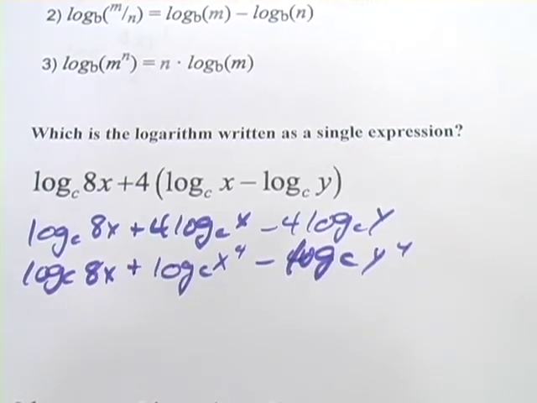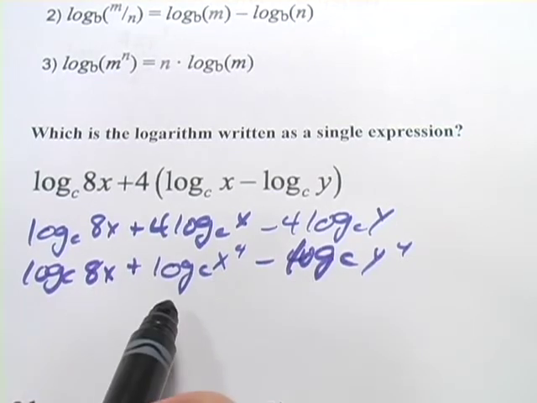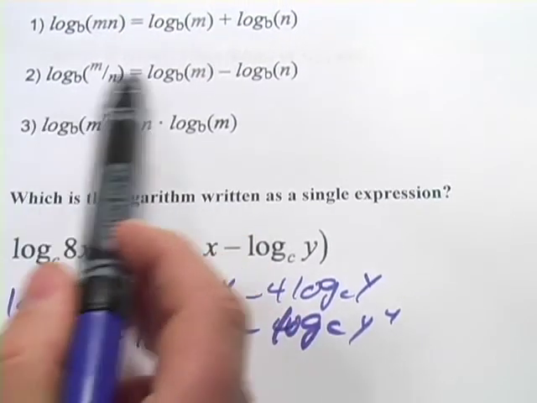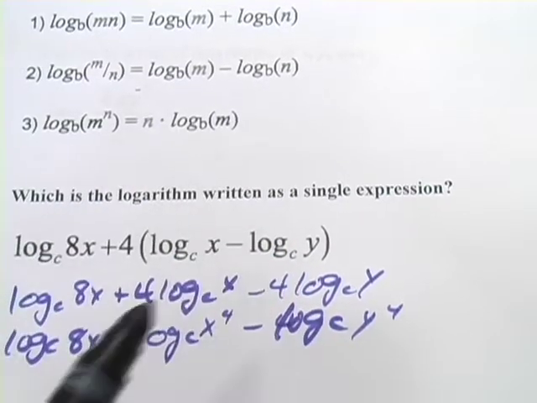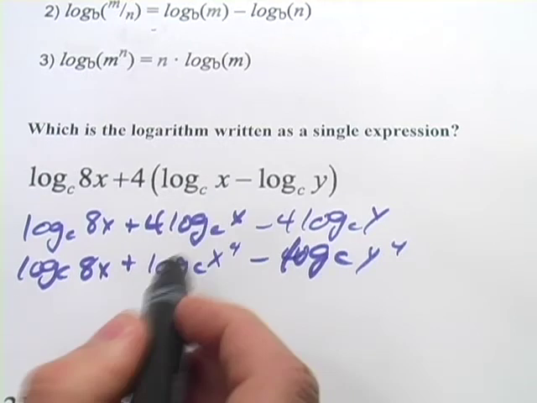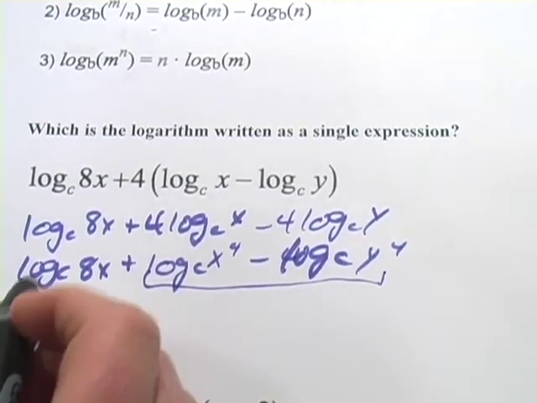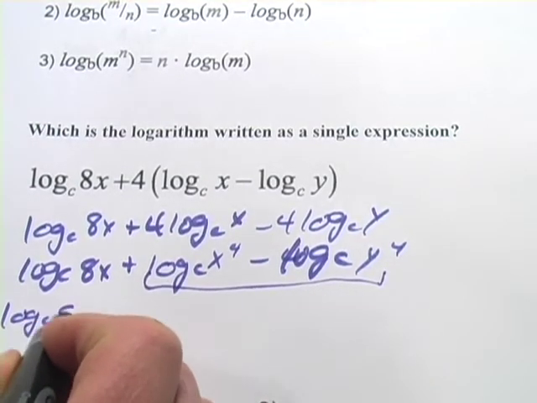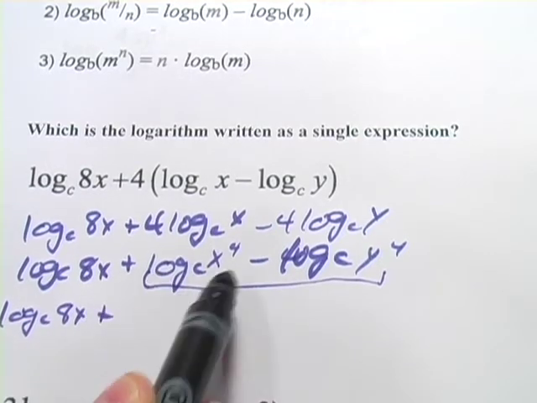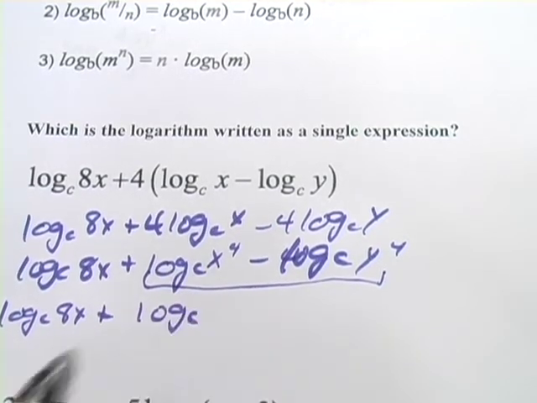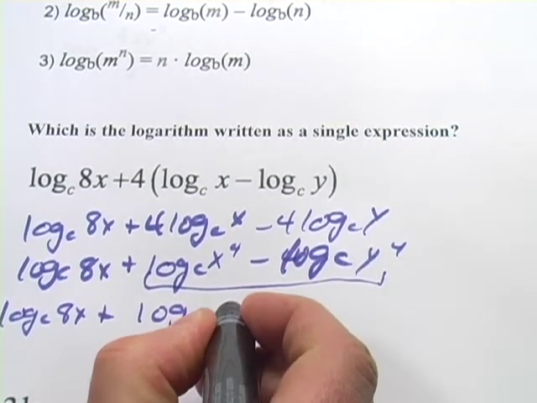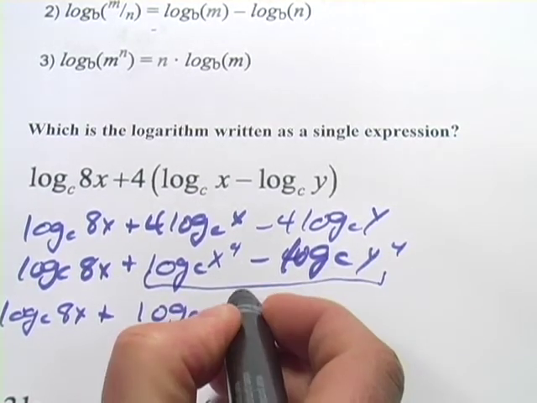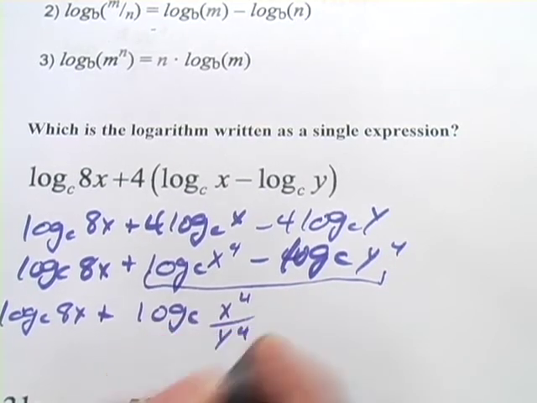Okay, now we've got some addition and subtraction, and remember with our log properties, the addition becomes multiplication, the subtraction becomes division. Let's deal with this subtraction first. So this chunk right here, we'll put our log base c of 8x still there, plus this actually becomes the log base c of x to the 4th over y to the 4th. So subtraction turns into division.